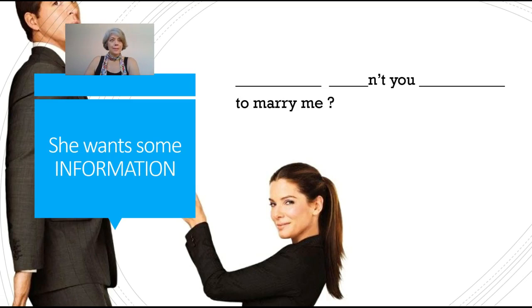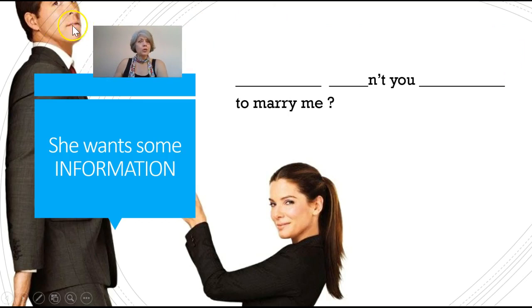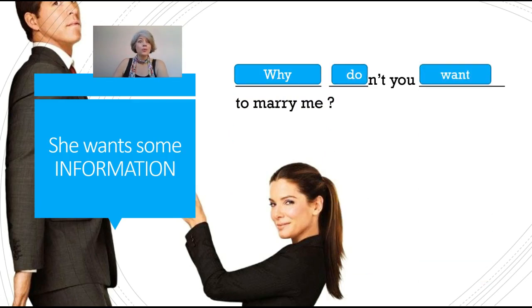Now she wants some information because look at this guy. He looks worried. He doesn't want to marry her. So now she wants information. Why don't you want to marry me? WH word, auxiliary verb or helping verb, subject, main verb. Let's keep going.